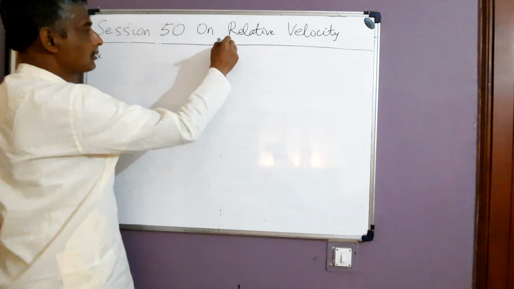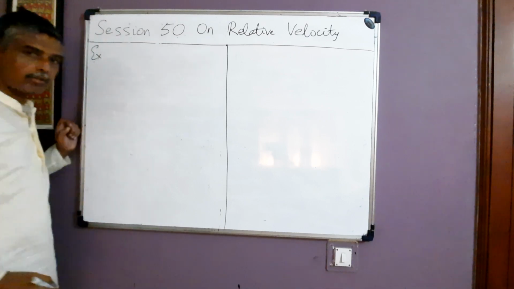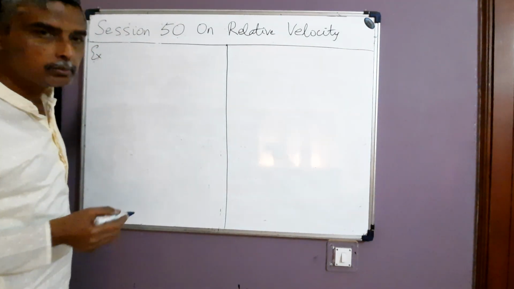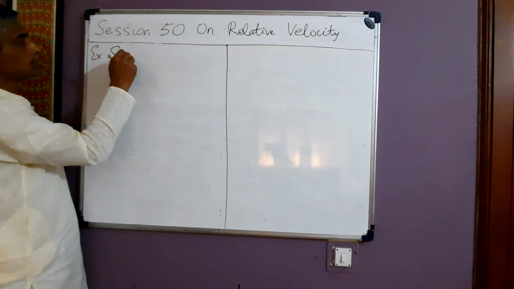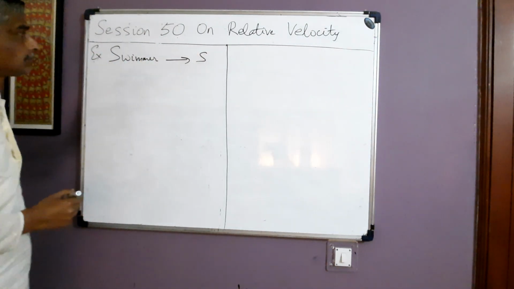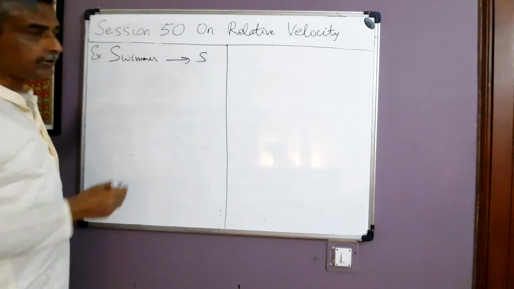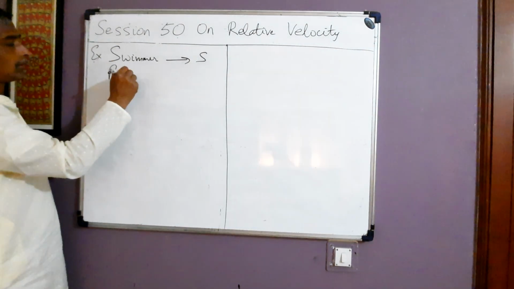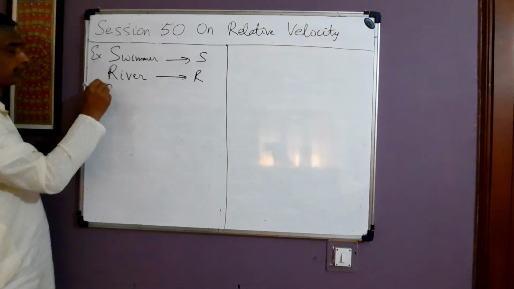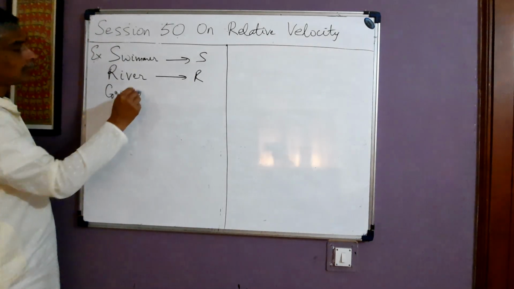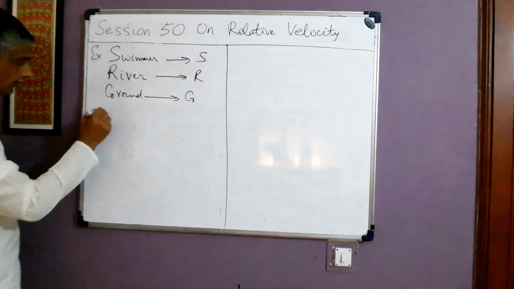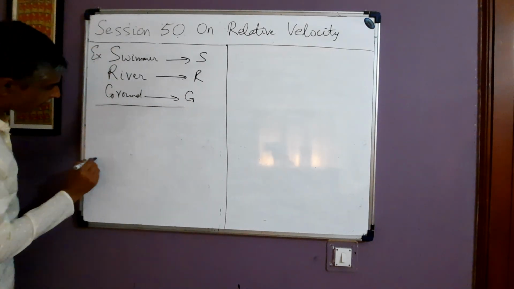So first I will draw the diagram. Before that we will specify the observation: the object under consideration is the swimmer, denoted by S. Instead of frame M we have the river frame, denoted by R. Instead of frame F we have the ground frame, denoted by G.